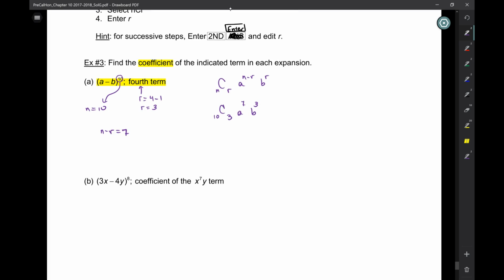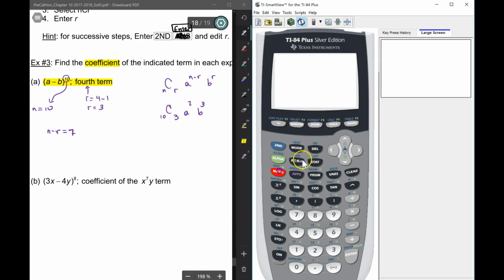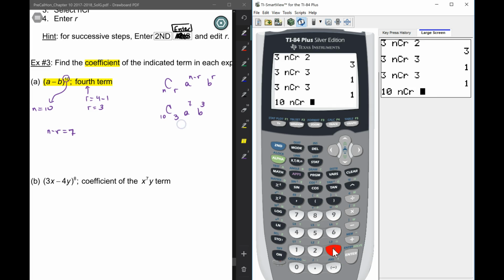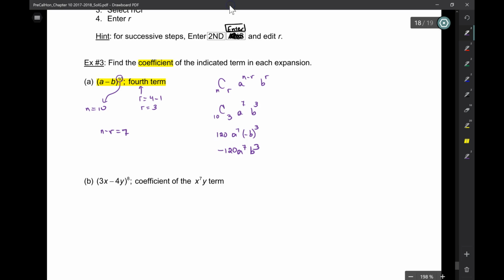Okay? So we're going to do this in the calculator. We're going to go 10, math, probability, 3rd option, 3. Look at that. It's 120. So this is going to be 120, a to the 7, negative b cubed, because it was a negative. So then it's negative 120, a to the 7, b cubed. Now here, this is the actual 4th term, because b is minus b.